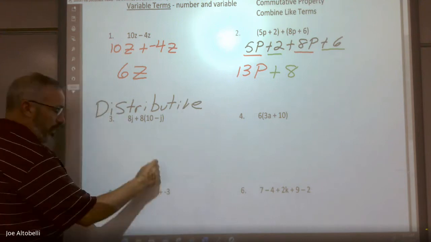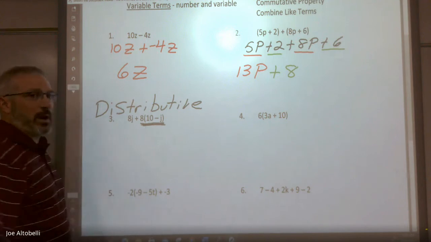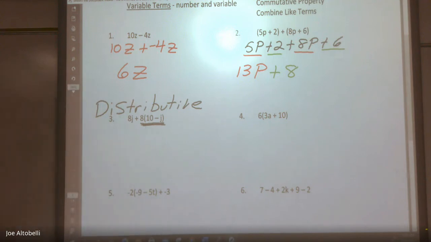Get to the distributive property right here. Okay? Right there, you've got to do the distributive property first. Go ahead. Do the distributive property, then you can combine like terms.